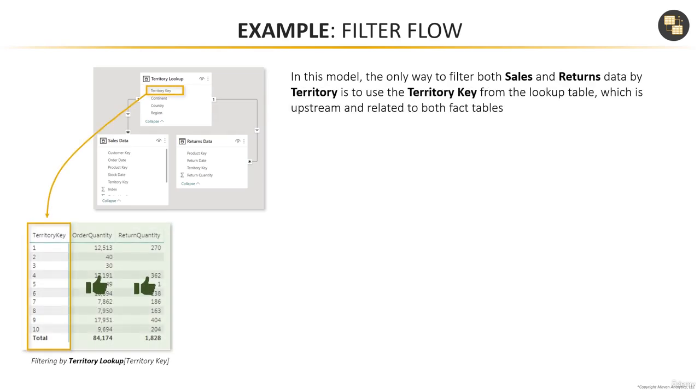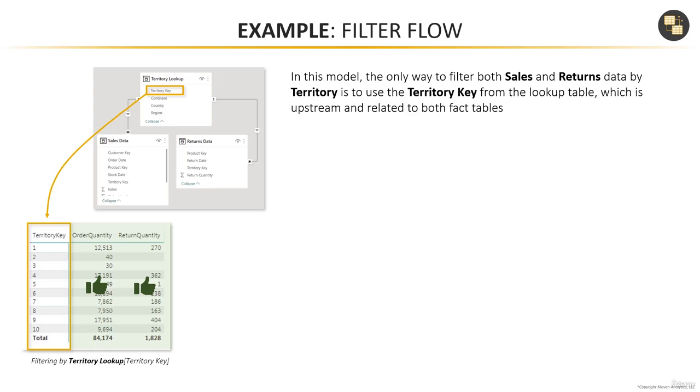So here we've got that same simplified 3-table model. And in this case, the only valid way to filter values from both sales and returns is to use the territory key from our territory lookup table, because that table is upstream and related to both of our fact tables. So when we do that, we see each territory key from 1 through 10 on our rows, and we see accurate values for both order quantity from our sales data table and return quantity from our returns data table.